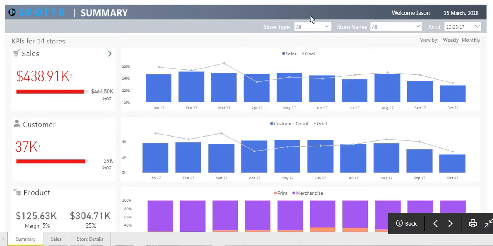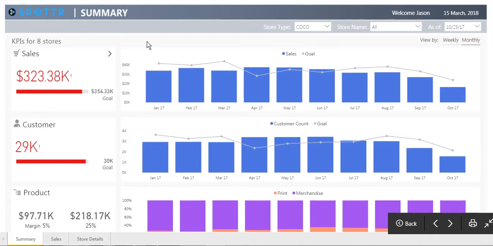This is a summary report which provides the sales, customer, product, and profit and loss related summary based on the selection. The sales section currently indicates that the sales on the selected day was below target. The graph to the right shows the monthly sales for the current year versus the previous year.